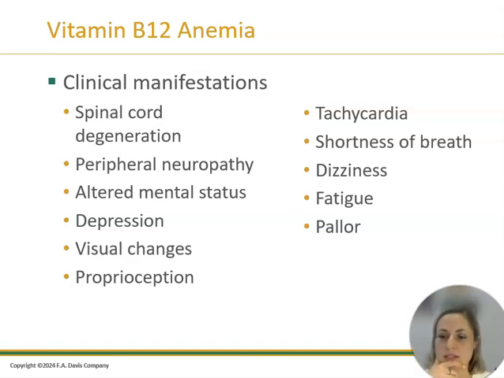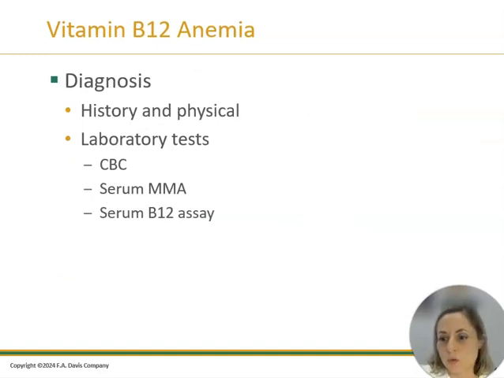And then you have your classic anemia symptoms like tachycardia, shortness of breath, dizziness, fatigue, and pallor. So we'll diagnose this doing a history and physical. So we know that if they have this autoimmune disorders or if they've had some type of gastric surgery, then they're probably already at risk. But we can also look at the CBC, which will show a low H&H.